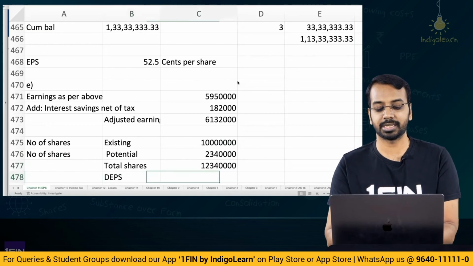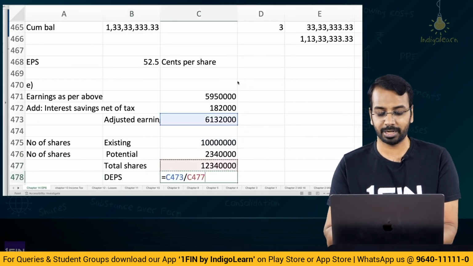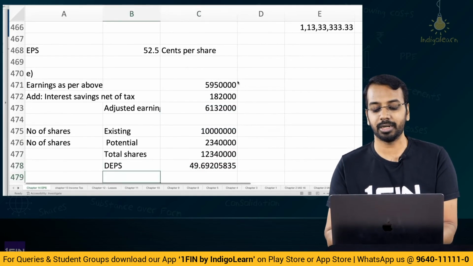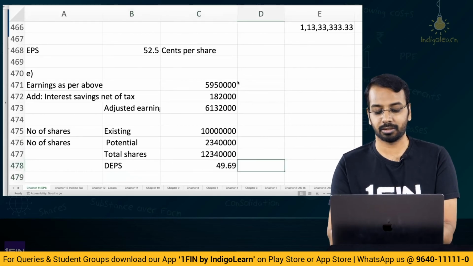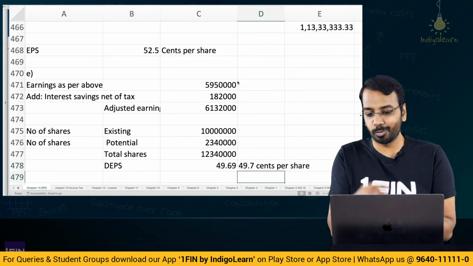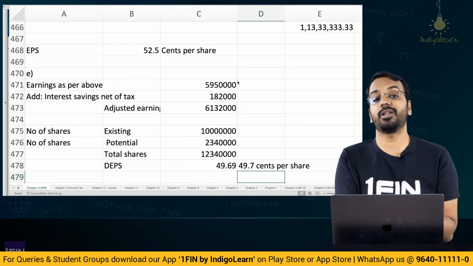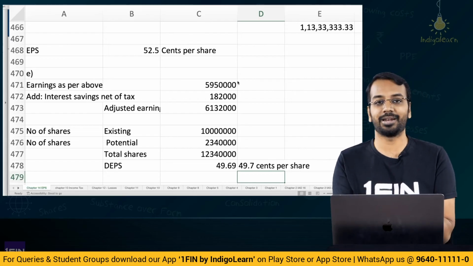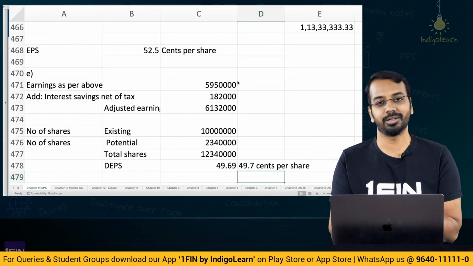So diluted EPS is 6132 divided by 1234 multiplied by 100. It is 49.69 or 49.7 cents per share. So basically what are we doing? How much will the earnings increase? How much will the number of shares increase? And then we are calculating the diluted earnings per share.